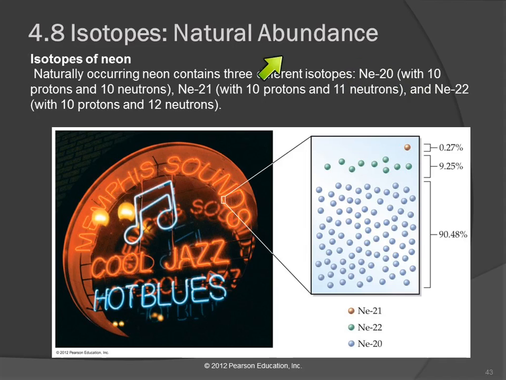Neon 20 has 10 protons and 10 neutrons. They all have 10 protons because they are neon. That's what makes it neon. But they're slightly different in the number of neutrons. So neon 21 comprises only 0.27% of naturally occurring neon.